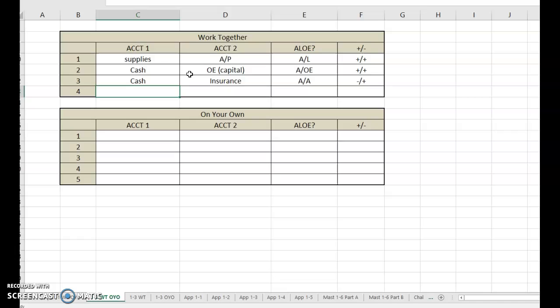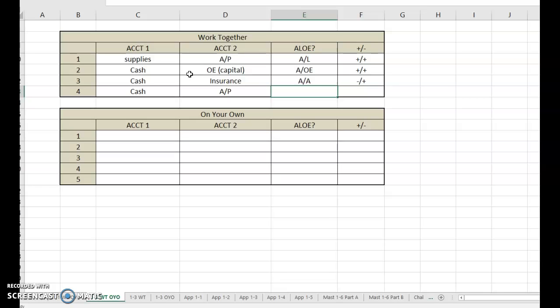Next is paid cash on account. Pay cash on account. First account is cash. Second account is accounts, and we have two we know about, accounts receivable or accounts payable. If we're paying cash, we don't pay cash to our customers, we pay cash to our vendors. So that would be accounts payable.